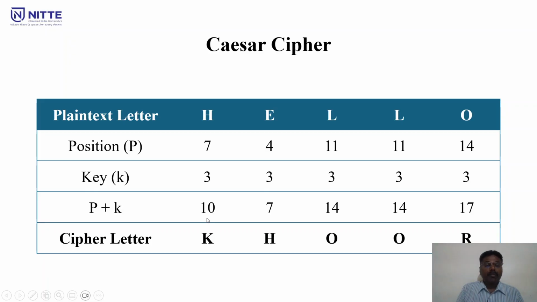I just want to find out which alphabetical letter falls under these positional values. So the cipher letters will be: H is replaced with K, E is replaced with H, L is replaced with O, L is replaced with O, and at last O is replaced with R. This is how we perform the encryption operation in the case of the Caesar cipher. So this is how the encryption goes.